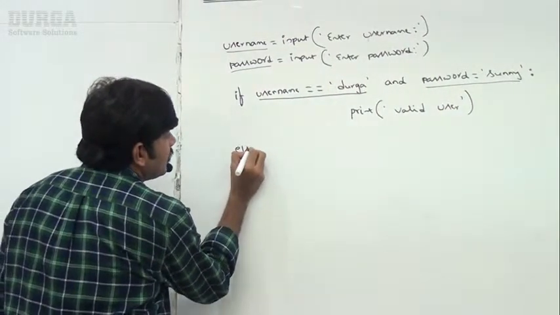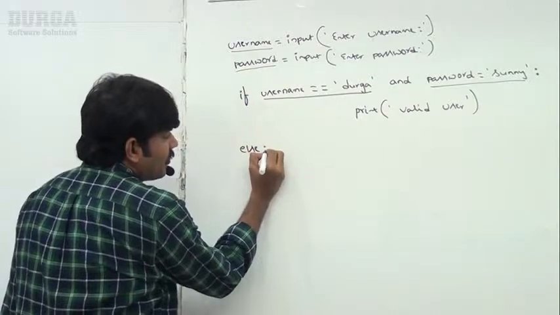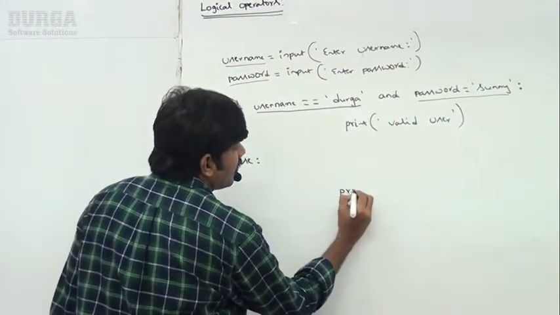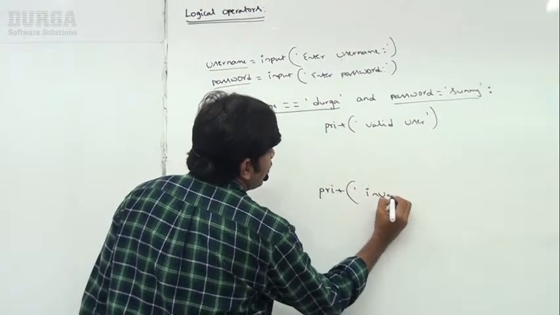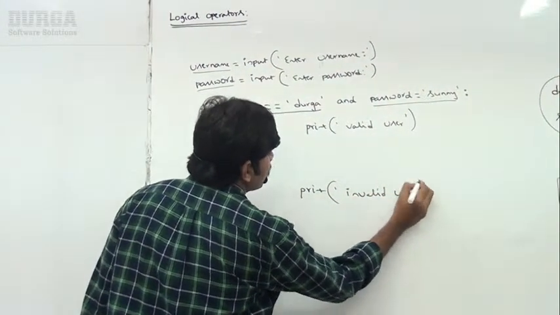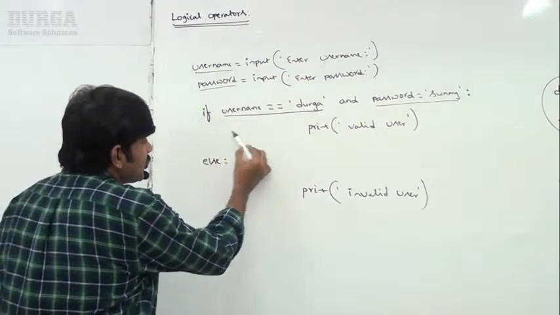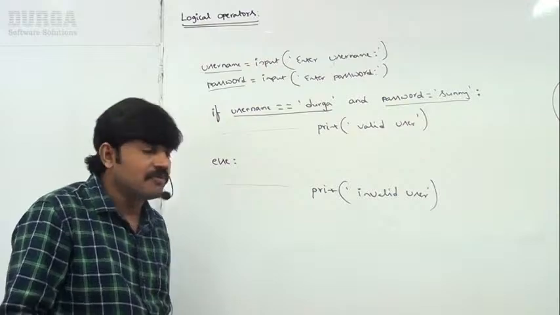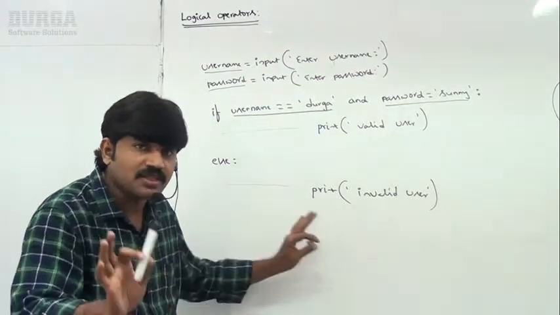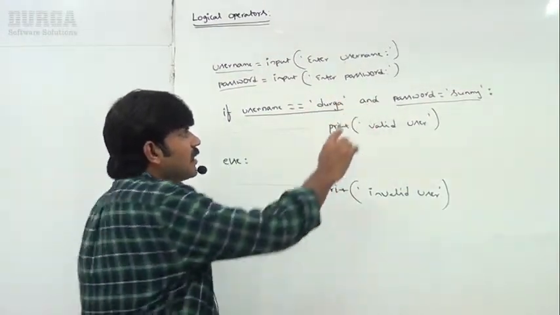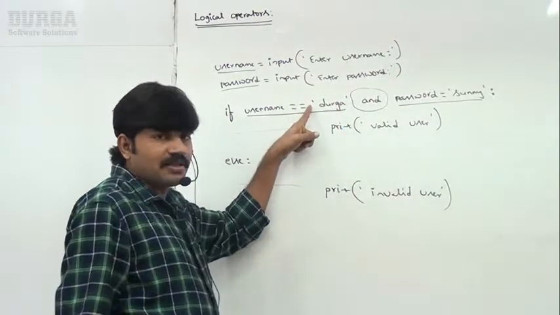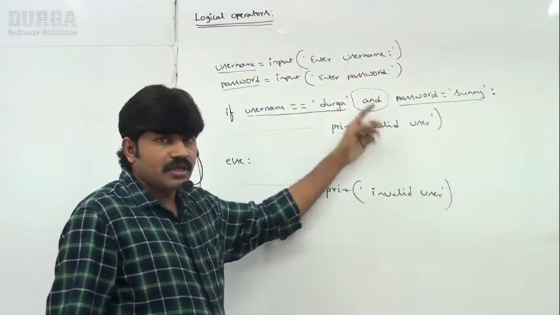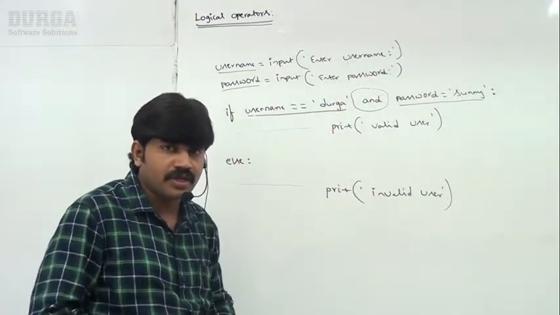Else, again a colon must be required. Print of invalid user. Why are we leaving this space? This is called indentation, which we will discuss at the next level in Python. Don't worry, just concentrate on how to use the AND operator here. If the first condition is true and the second condition is true, then it is totally true: valid user. Else, invalid user.